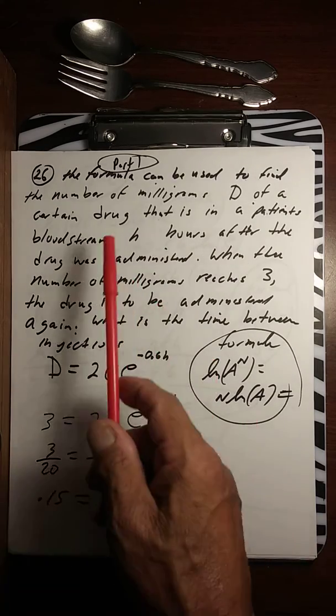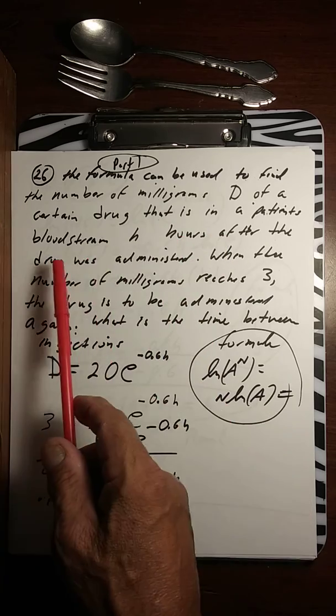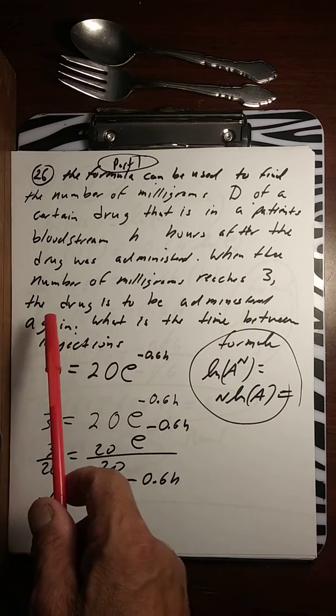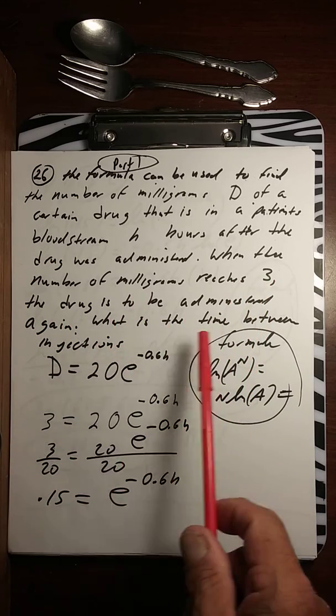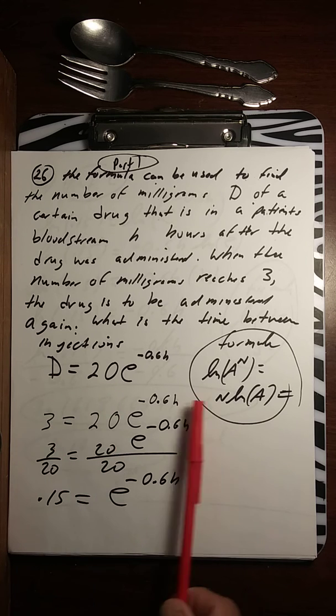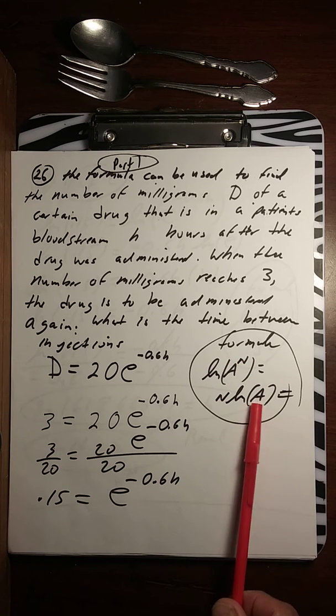The formula is used to find the number of milligrams D of a certain drug that is in the patient's bloodstream 8 hours after the drug has been administered. When the number of milligrams reaches 3, the drug is to be administered again. What is the time between injections? You start with 20, and you want to get to 3. So ln of a to the n is n ln of a.